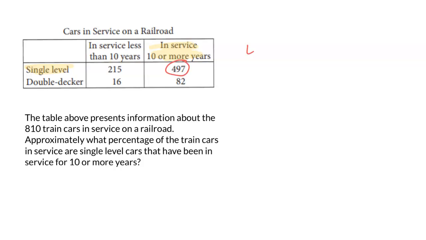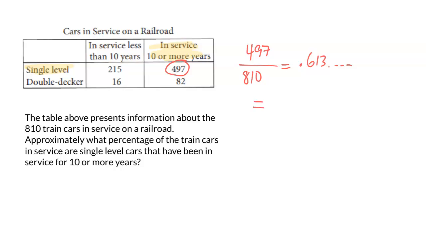And so we're going to start with that as our numerator. That is the number of service cars that are single level and have been in service for 10 or more years. And we're going to divide that by the total number of cars, which is 810. And typing that into the calculator, you're going to get a number of 0.613, etc.